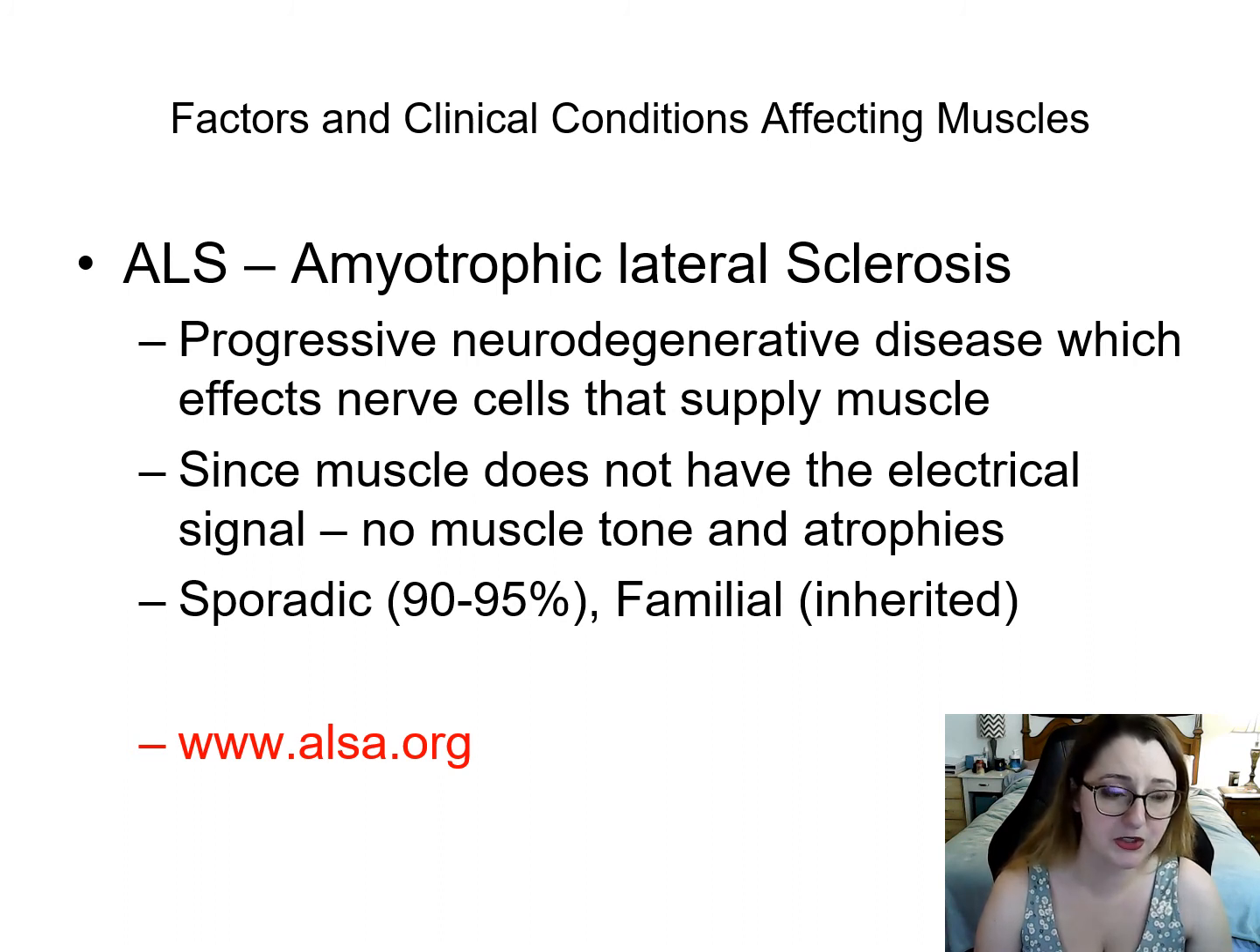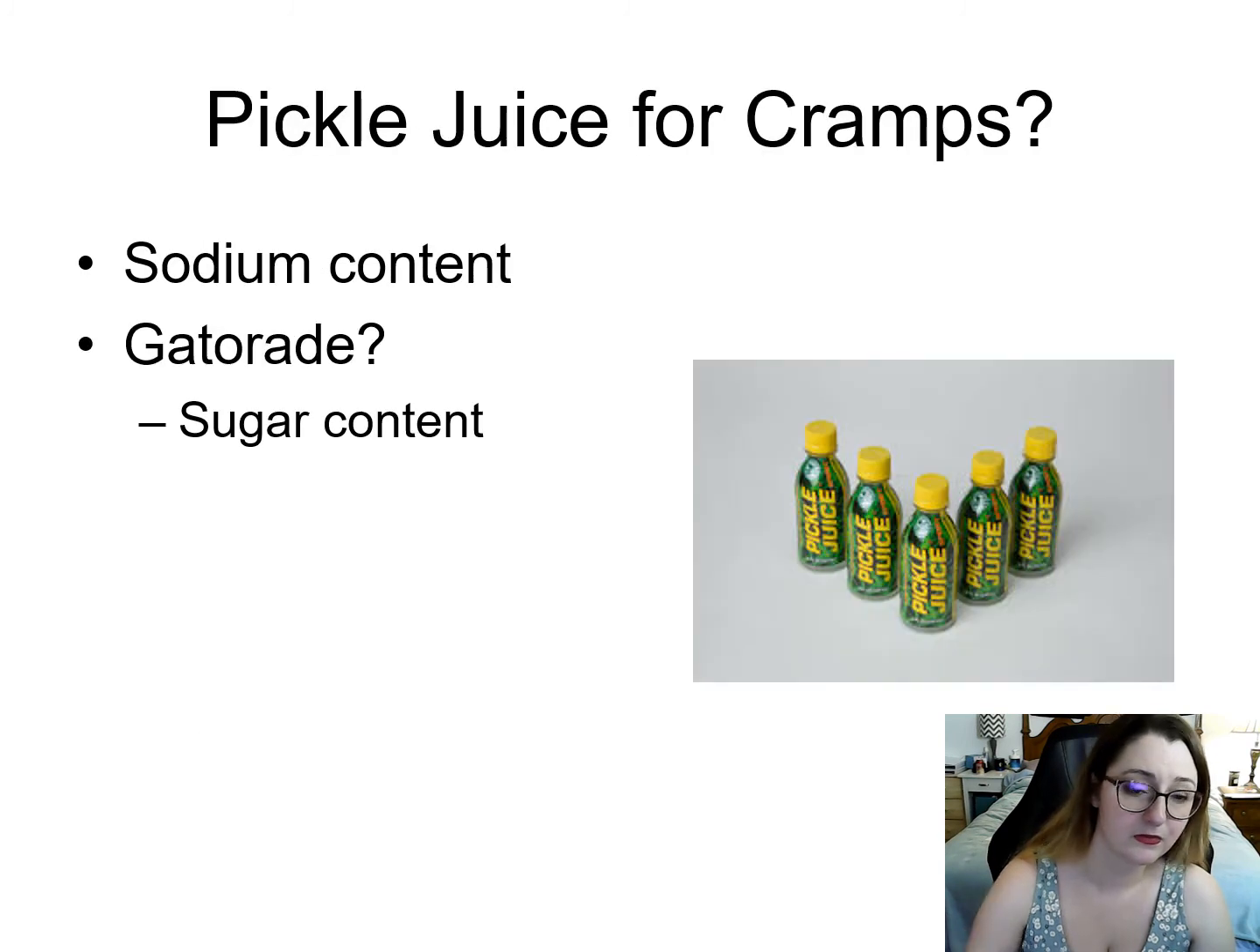And that is because you're going to have those electrical signals going to your muscles saying, hey, I'm alive, keep having that tone, you know? But if there's no electrical signal, such as with ALS, or if you die, then that muscle tone can't be maintained and the muscle will start to atrophy. There are two types of ALS, sporadic, which is 90 to 95% of the cases, and familial, which is obviously less, and it is inherited.